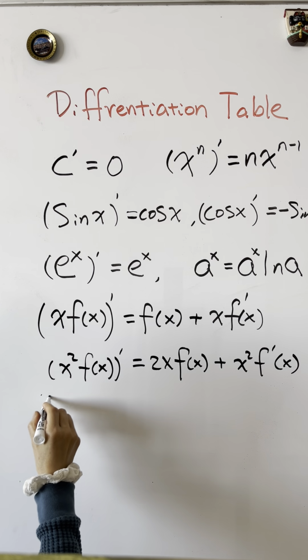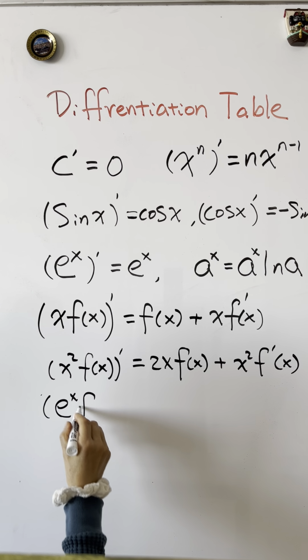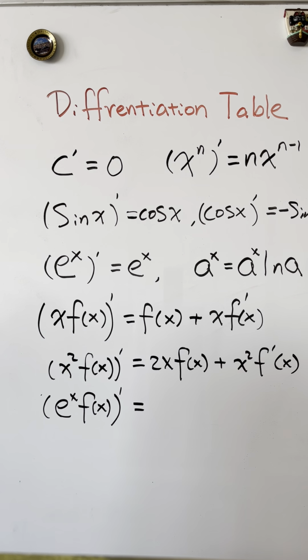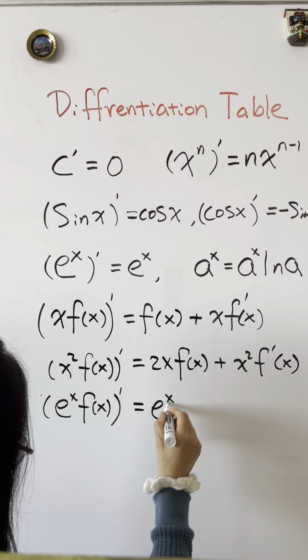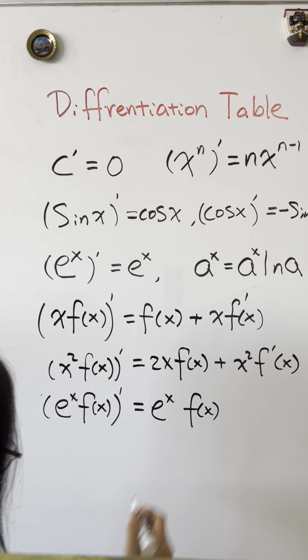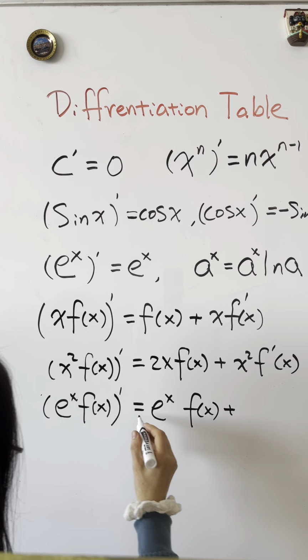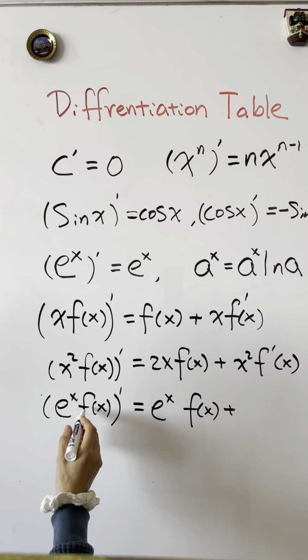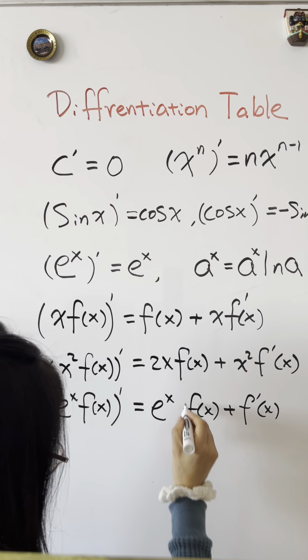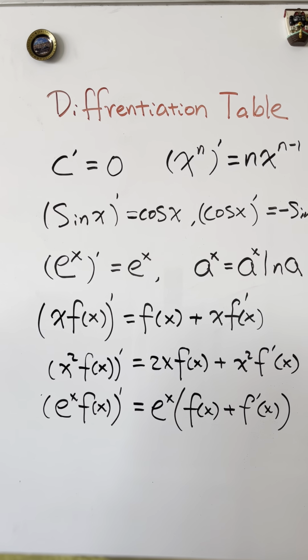And what about e to the x times f of x? Take the derivative of this. The derivative of e to the x is e to the x, itself. Then we have f of x, plus e to the x times the derivative of f of x, which is f prime of x, which means we can factor out e to the x.